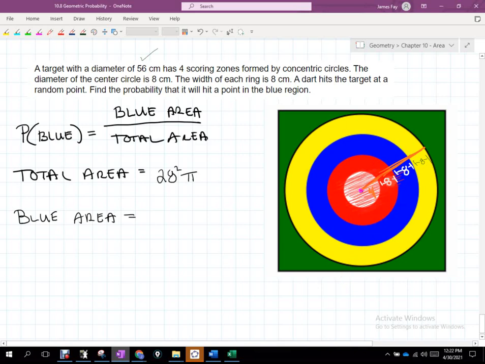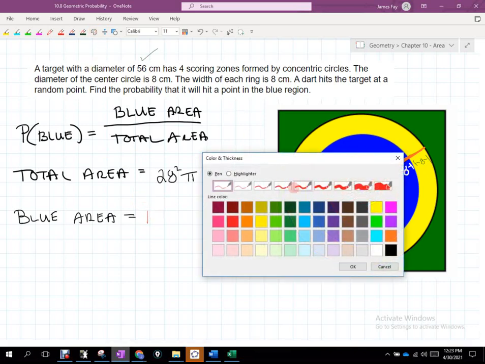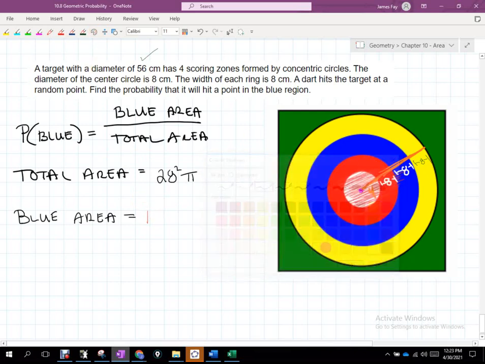So the red would be 144 pi. It'd be 12 squared times pi, okay? So the blue area would be the blue, just trying to write a plan here. It'd be the blue circle area minus the red circle.